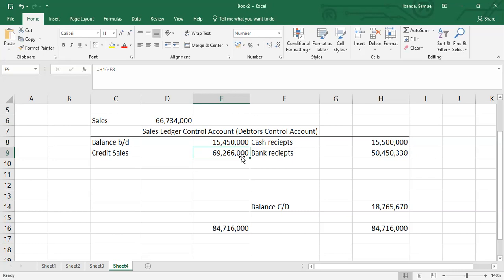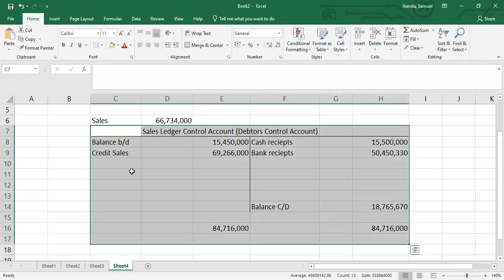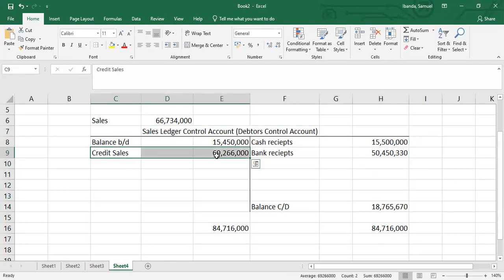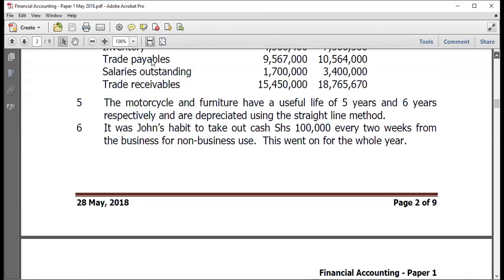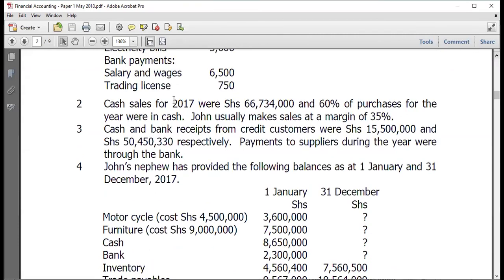I would say that in most cases, most of the questions that you face, they will not give you this credit sales figure. And the reason why I've drawn up this account is to actually determine the credit sales figure. This is what I'm interested in, okay? And the reason is because in the information they have given me here, they only gave me the cash sales to be 66,734. They didn't give me the credit sales.